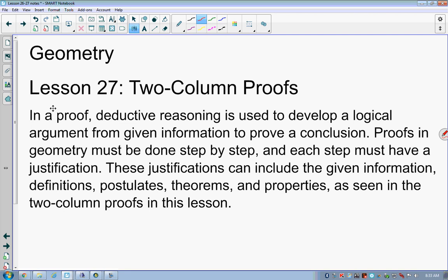So we want to develop a logical argument from given information to prove a conclusion. So proofs in geometry are done step by step. Each step has to have a justification. We have to have a reason for why we're doing something, okay, which is usually a postulate, theorem, or property of equality, okay. Let's see, these justifications can include given information, so whatever they hand me right off the beginning. I want to use as much of the given information as possible. Any definitions, postulates, theorems, properties, as what we've seen in two-column proofs in this lesson.